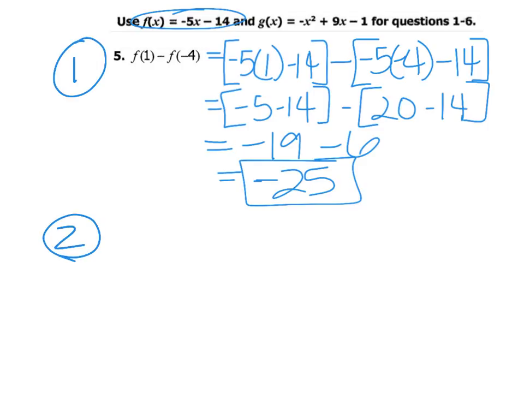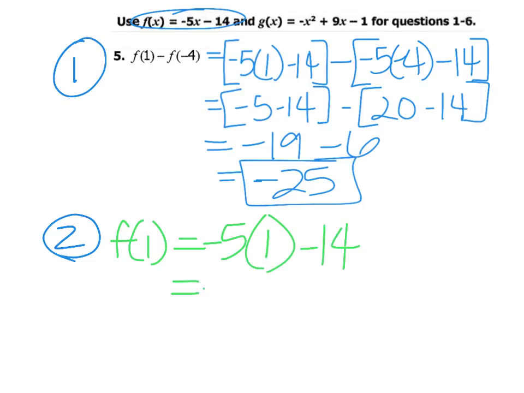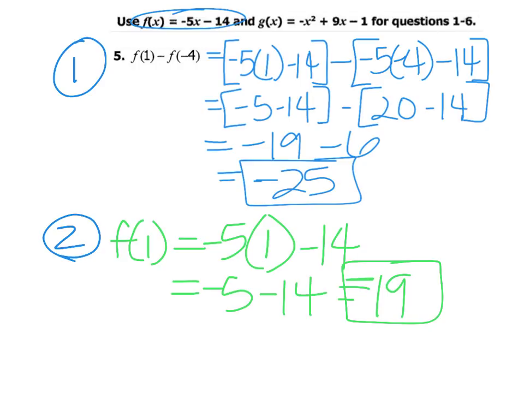What you can do is you can first solve for f of 1. So f of 1, we plug it in. We say negative 5, plug in a 1 every time we see an x. We get negative 5 minus 14 gives us negative 19. So negative 19 is equal to f of 1.